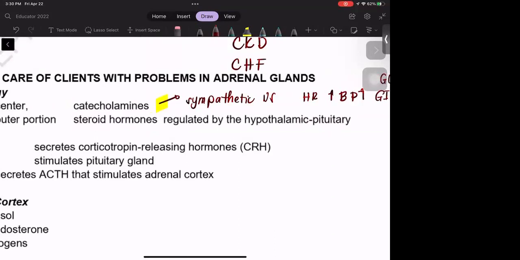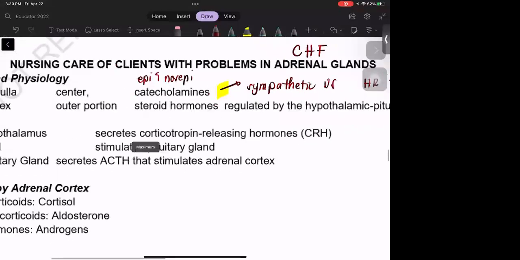Okay? Oh, by the way, we're talking about catecholamines. What are the prominent catecholamines that would trigger your sympa system? Very good, epinephrine and norepinephrine. Okay, let's proceed to our main focus for this afternoon.